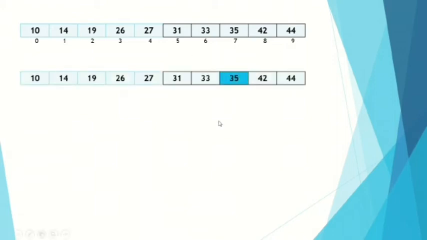Now again, for these set of values, we find the mid. The formula is low plus high by 2. So 5 plus 9 by 2, we get 7. Our new mid is now 7.